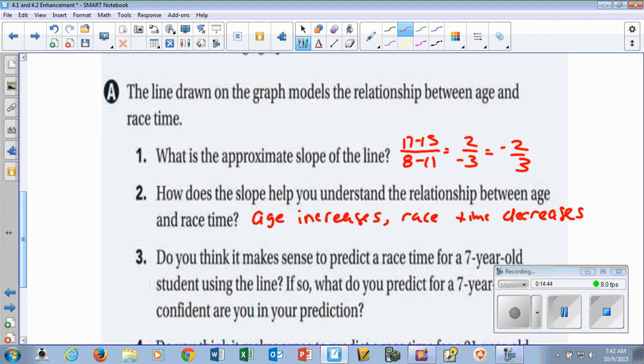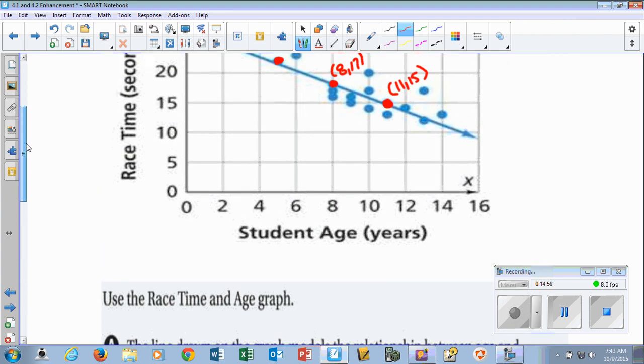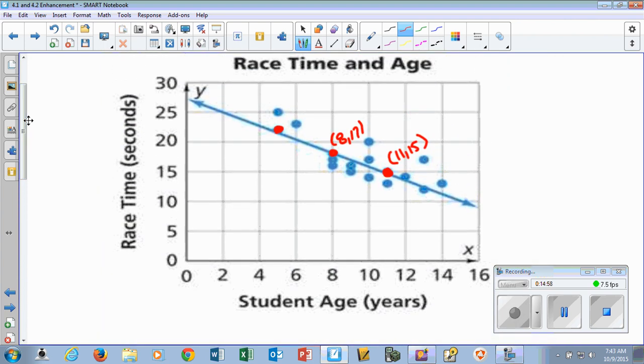Trust me. All right, number 3 says, do you think it makes sense to predict the race time for a 7-year-old using the line? If so, let's predict it. So if you go back up here, okay. Well, if I go here to 7, I'm going to just use my straight line tool. And I'm going to go straight up here. So I can see I kind of hit the line about right there. Now it's hard for me to accurately predict what that number is. So let's just say we're close to 20.